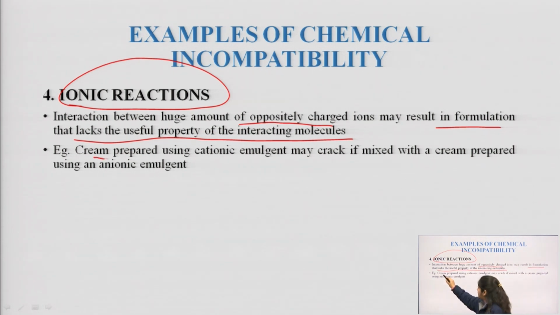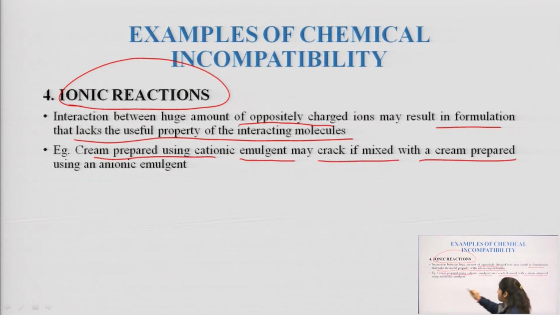Here there is an example: a cream prepared using a cationic emulgent may crack if mixed with a cream prepared using an anionic emulgent. If these two creams of different polarities are mixed with each other, the resultant is actually a compound that is completely inactive in nature, or sometimes we can say that it has completely lost its potency and is not at all efficacious. We can say that the cream has broken. Breaking of creams or breaking of emulsions is completely an undesirable effect. You will not get the potency of the formulation. So, this undesirable effect arises due to the ionic interactions.